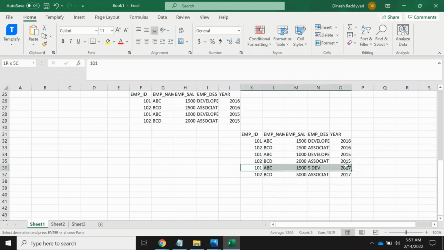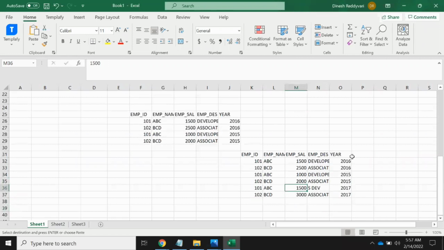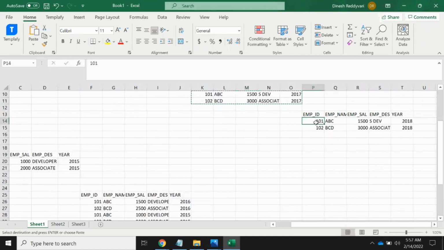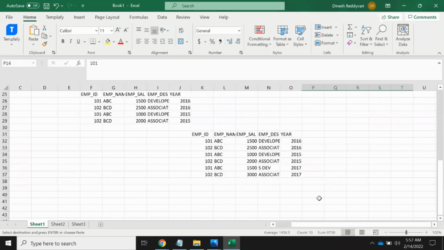If you consider only employee 101, in 2015 his designation is developer. In 2016 his designation is again developer, and the salary is the same. In 2017 his designation is senior developer; the designation has changed, but the salary didn't change. So we can understand this. When it comes to the next year, again the same data is available.